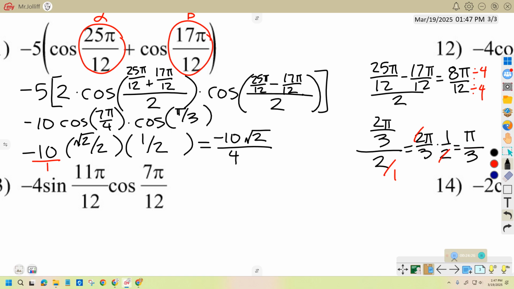And I should double check, can that be reduced? Can negative 10 and 4 be reduced? Yeah, what are they both divisible by? 2. Yeah. So negative 10 by 2 is negative 5. 4 by 2 is 2. And that is exactly correct.